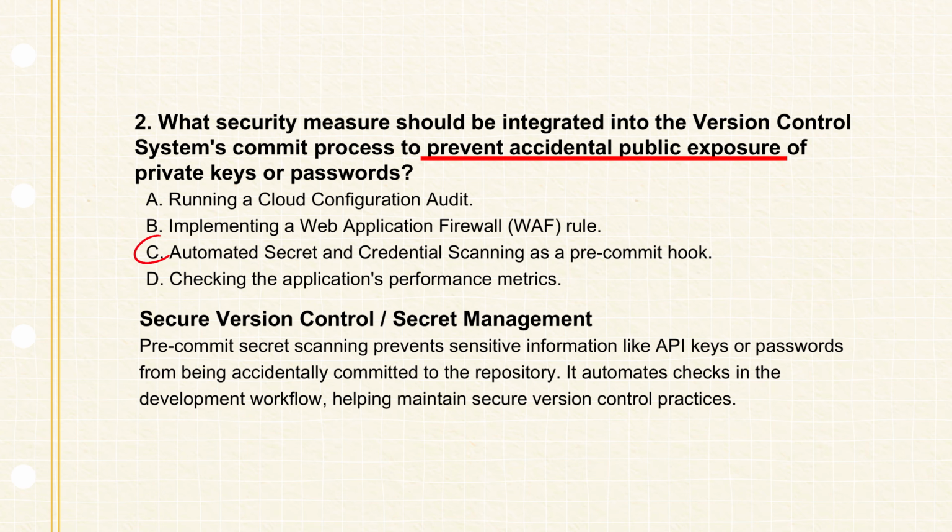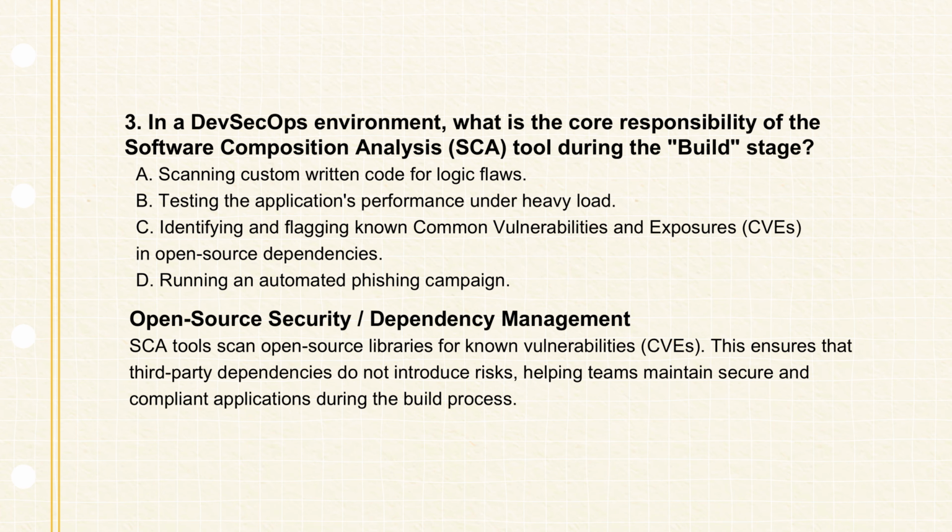Okay, code's clean, secrets are safe locally. Now we move into the build stage. And let's face it, most of the code running in modern apps isn't even ours, right? It's open source libraries, third-party stuff. So the focus kind of shifts from our code flaws to the risks coming from outside, which brings us to SCA, software composition analysis. That's exactly right.